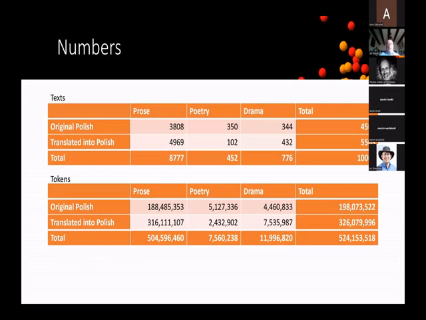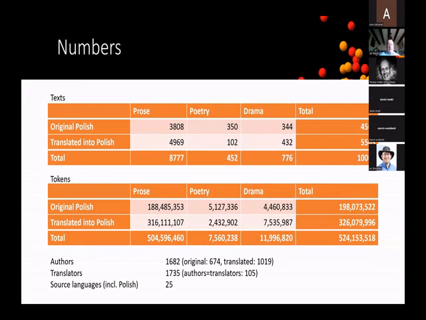I just want to show you that we have more than 500 million words in this corpus, and here's our data for the number of authors, translators, and also our 25 source languages. Of course, in terms of cultural studies, some languages are more equal than others. We'll soon see how that works in this collection.